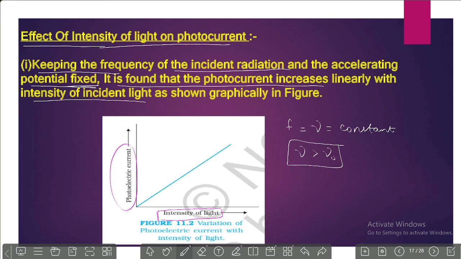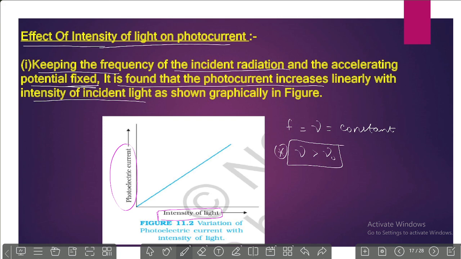So one point to remember: what is the effect of intensity on photocurrent? Photocurrent and intensity are linearly related. If you increase intensity, photocurrent also increases. But this happens after a condition. What is that condition? Your incident frequency should be greater than threshold frequency. Below this, however much you increase intensity, nothing will happen. Are you getting it? So photocurrent is directly proportional to, or linearly depends on, intensity of light. Clear? So this is one point of the effect of intensity of light on photocurrent.